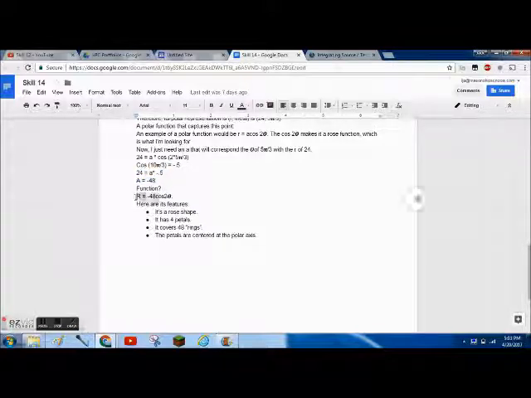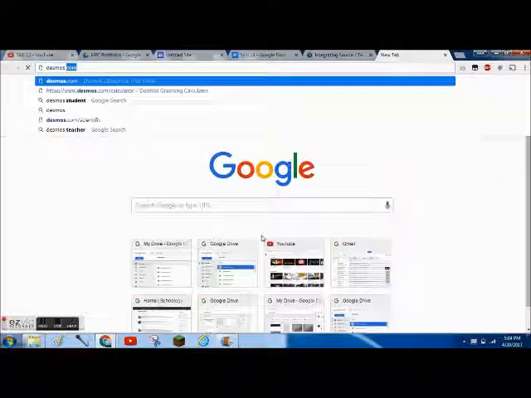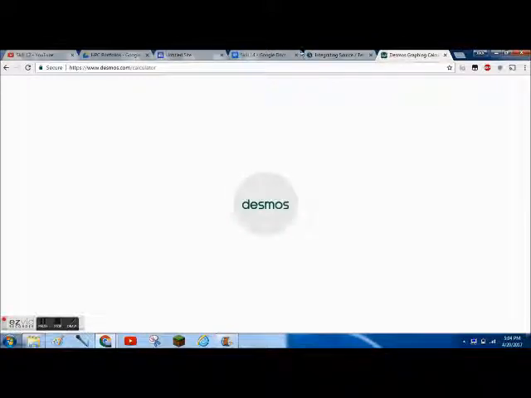So this is a function and its features. One, as established before, it's a rose shape. Two, it has 4 petals. Three, it covers 48 rings. And four, the petals are centered at the polar axis. I'll pull it up on Desmos to try and show you.